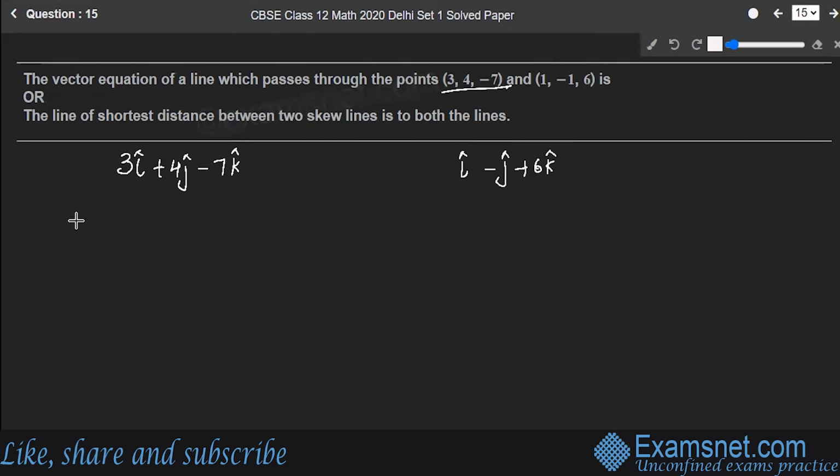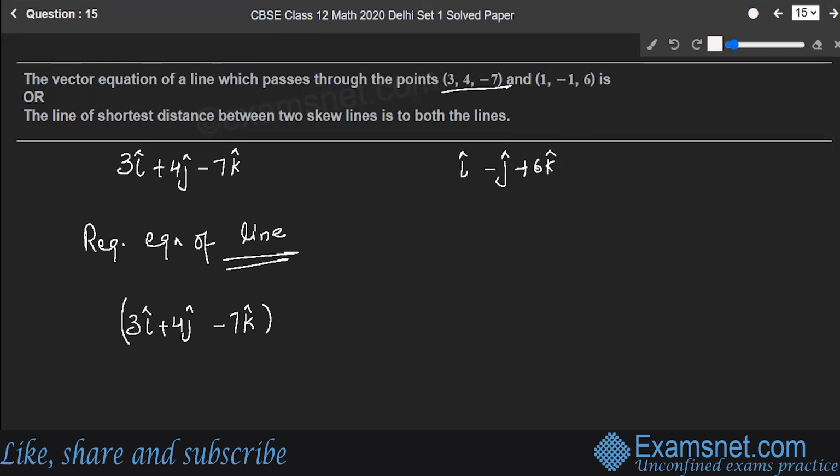Now, the vector equation of the line which is passing through these 2 points, the required equation of the line, will be 3i + 4j − 7k + λ(i − j + 6k), right?